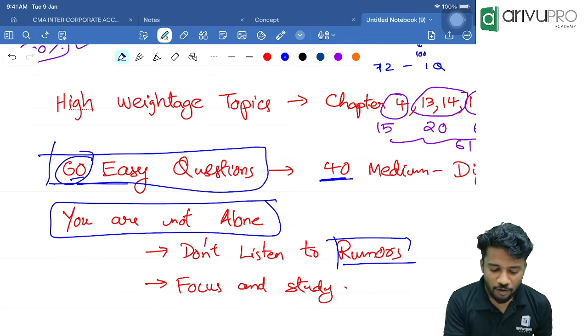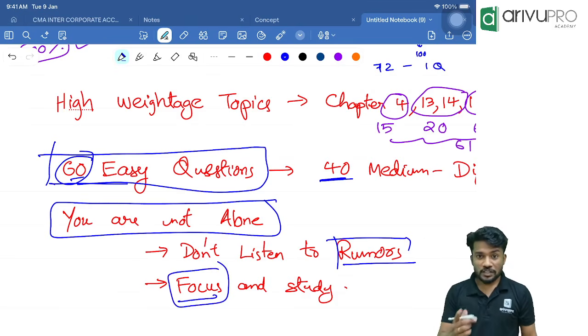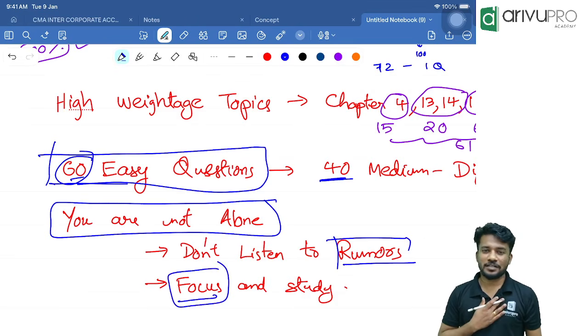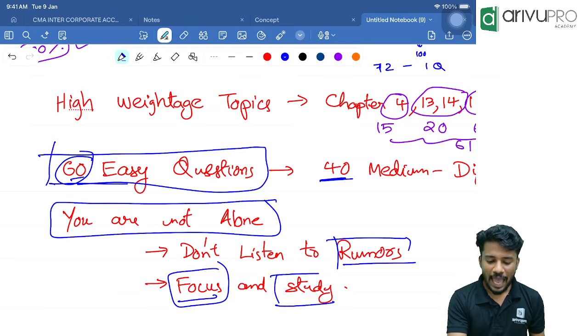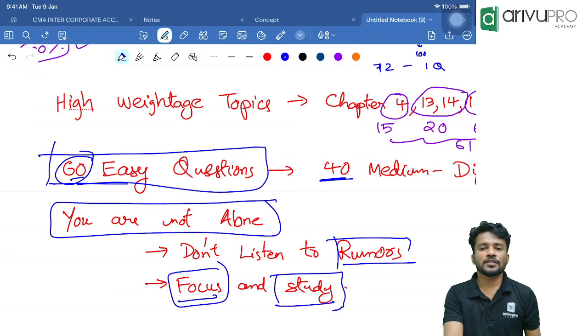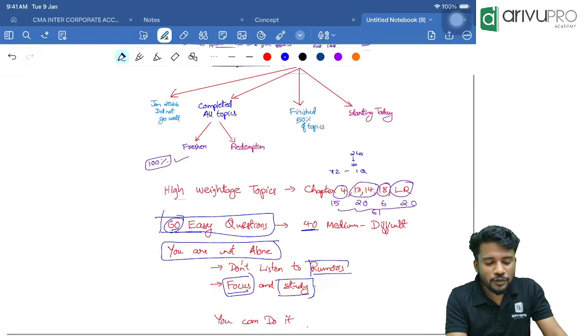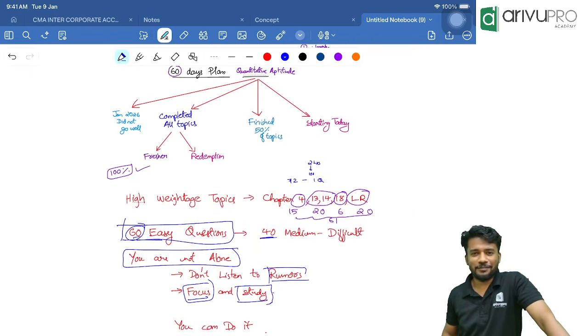Then people, focus is very much required. Without focus, we will not clear this examination. That is pakka. So people, always focus and study. If you are not able to focus, reach out to us. Send a mail to marketing@ArivuPro. They will help you out. Try to cover everything, people, for quantitative aptitude.